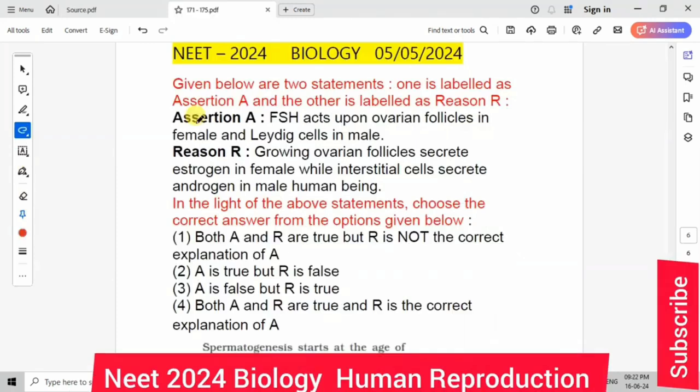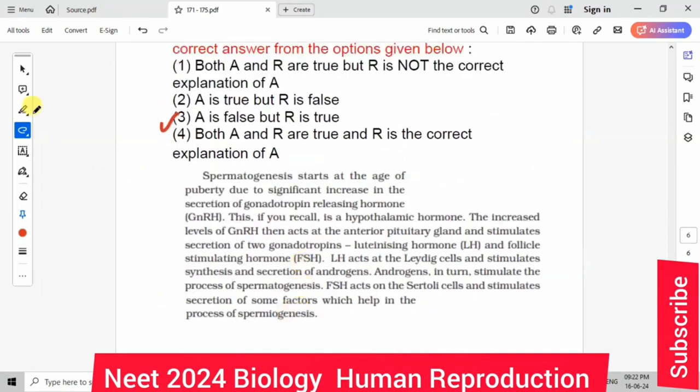Assertion. FSH acts upon ovarian follicles in females and Leydig cells in males. Sorry, it's wrong, because in males only LH acts on Leydig cells. Next, reason. Growing ovarian follicles secrete estrogen in females while interstitial cells secrete androgen in male human beings. It is right. So A is false, R is true. It is option 3. You can see NCERT lines here from human reproduction.